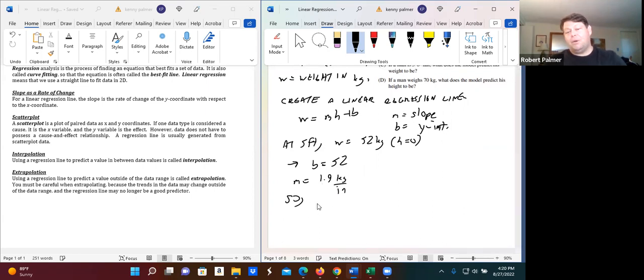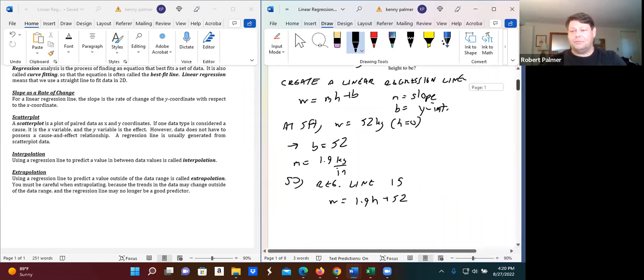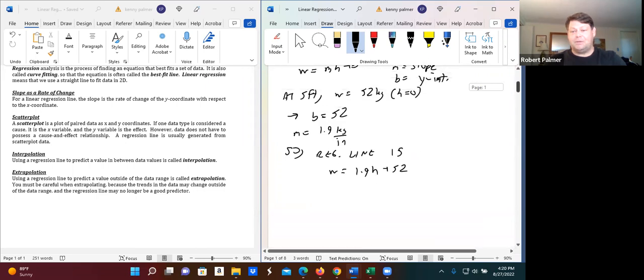So our regression line, our mathematical model, is W, our weight, is equal to 1.9 H plus 52. And that's our mathematical model. That's what we're going to use to estimate things.